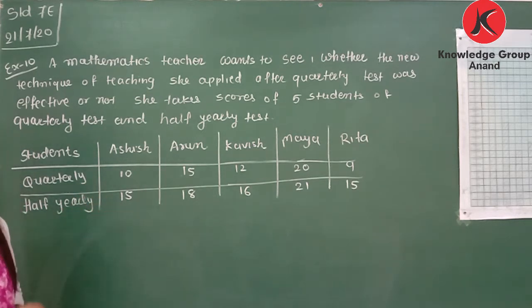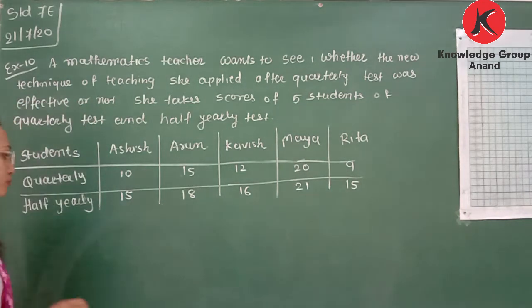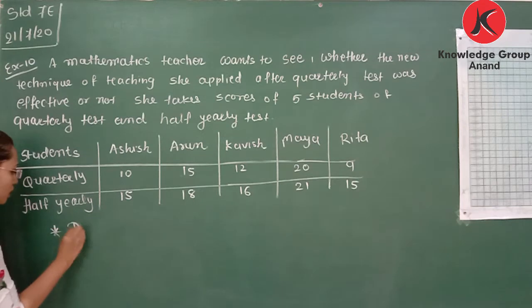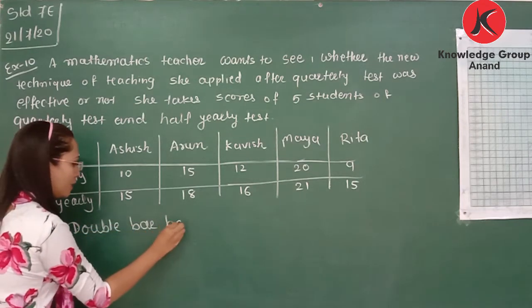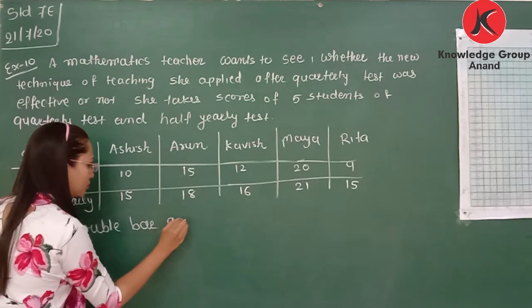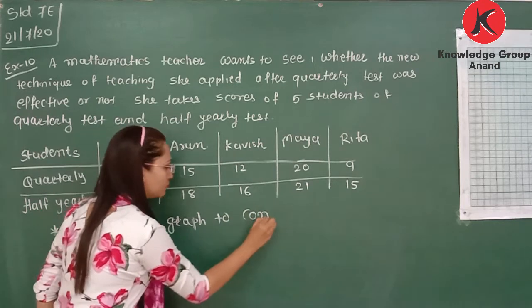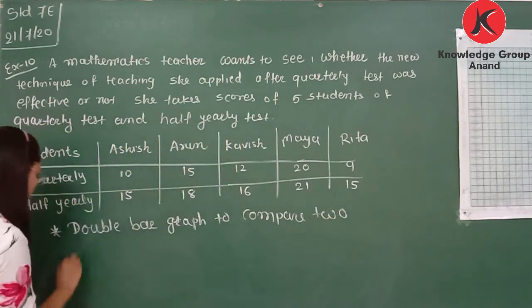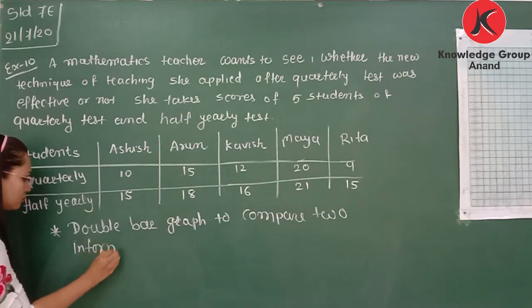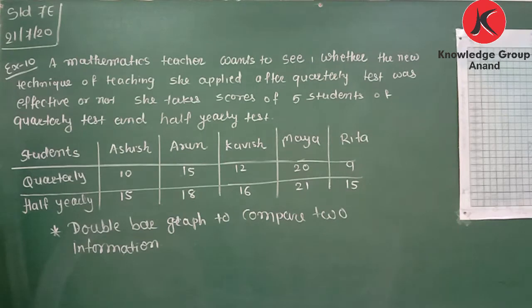So here to compare the data, we will draw a double bar graph to compare two pieces of information. From a double bar graph we can understand which one is better. Okay, so here we will draw a double bar graph.